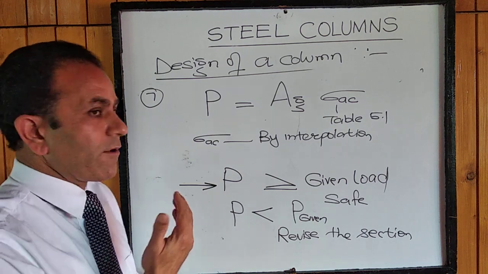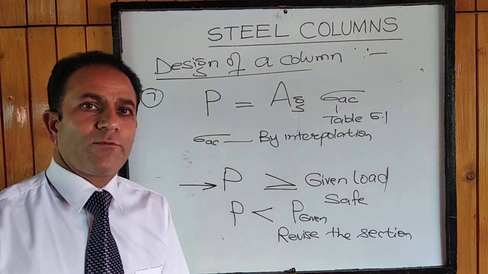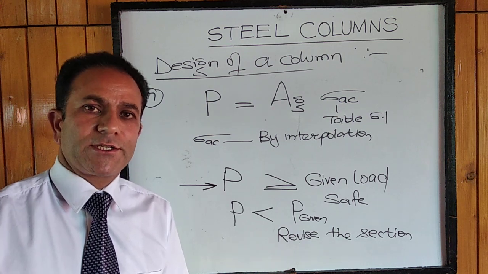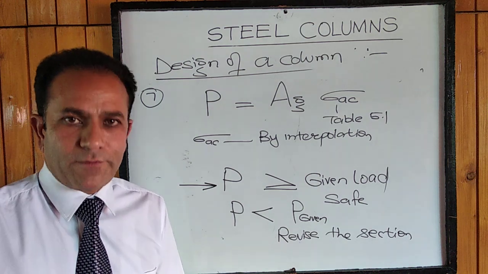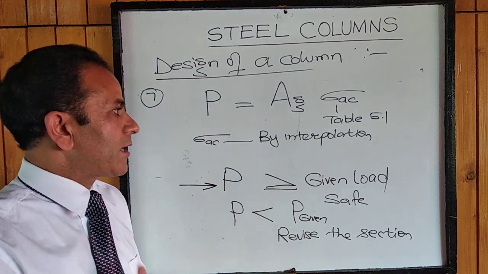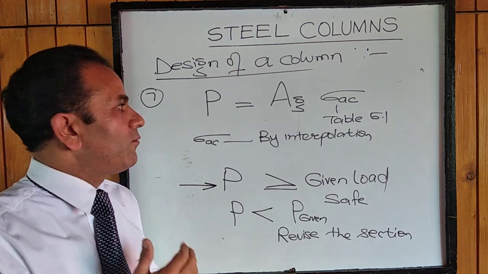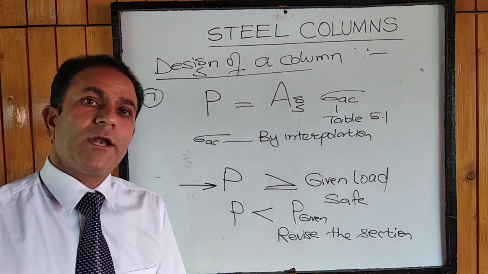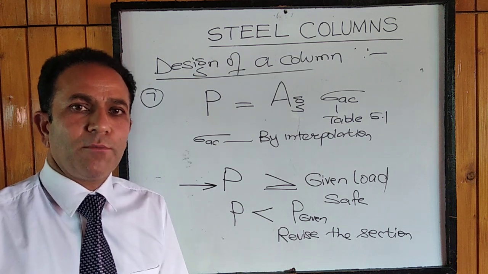Then we have effective length. Effective length depends upon the end conditions of the column, whether it is partially restrained, whether it is fully restrained or unrestrained, whether it is held in position or if it is free. So those values are given in the IS code. We can find out the effective length values. Then we have slenderness ratio, which will depend upon the effective length and the radius of gyration, minimum one.